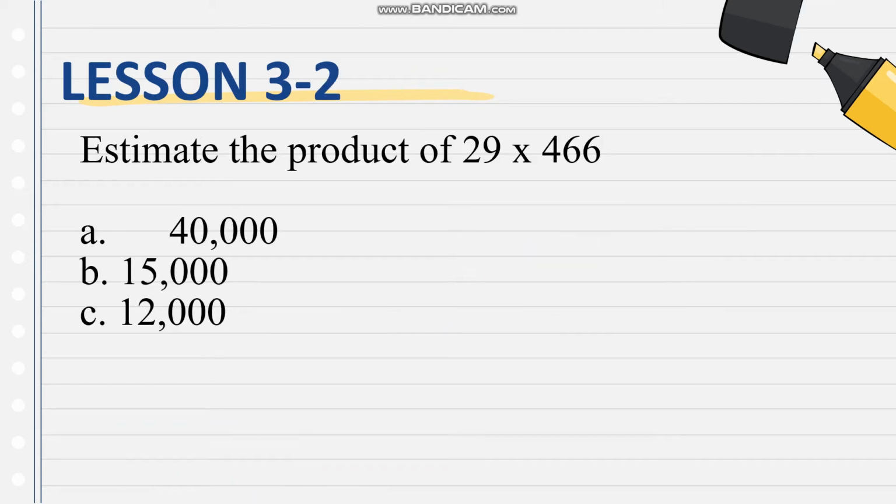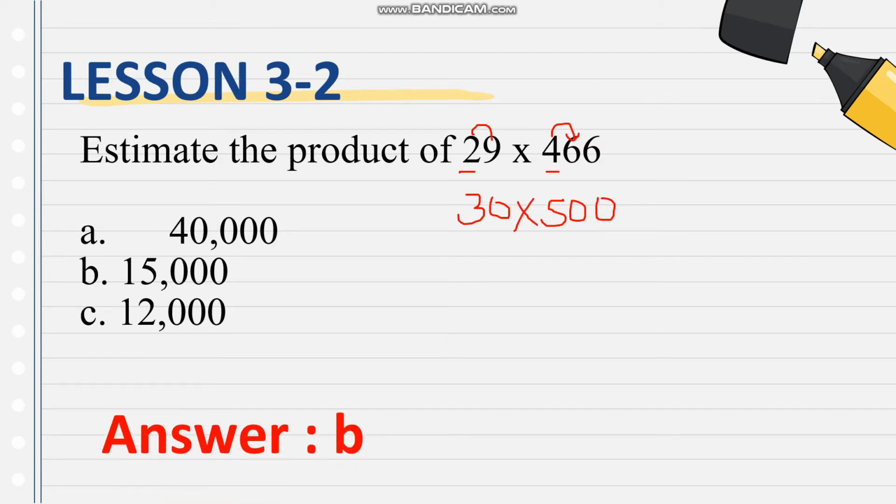Next, estimate the product of 29 multiplied by 466. So if you're going to estimate this to the highest place value using rounding, 2 is followed by 9, so this is nearest to 30, and 4 is followed by 6, and that is nearest to 500 because you need to add 1 to 4 if you're going to use the rounding method. So 3 multiplied by 500, that is nearest to 15,000.